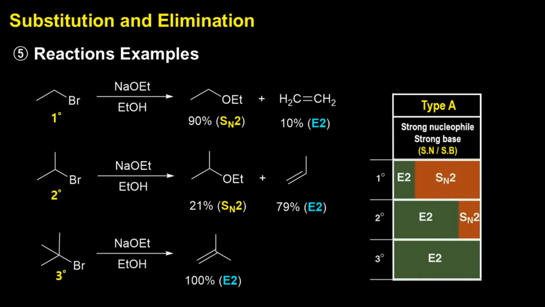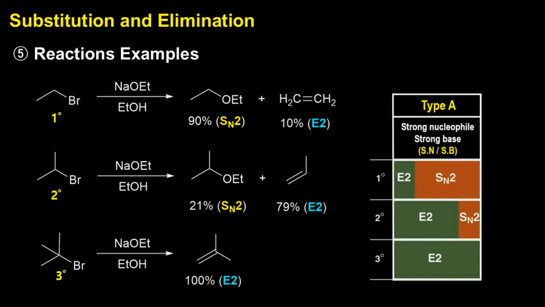Let's take a look at how reactivity changes depending on the structure of the substrate. Starting with type A conditions, a strong nucleophile and strong base, like sodium methoxide in ethanol. When the substrate is primary, like ethyl bromide, substitution dominates. SN2 accounts for about 90%, and only 10% proceeds via E2. That makes sense. There's minimal steric hindrance, so backside attack is efficient.